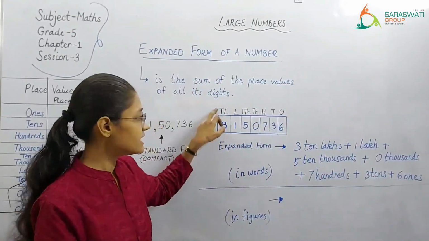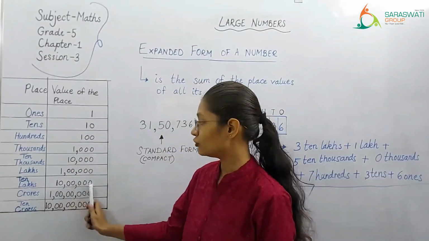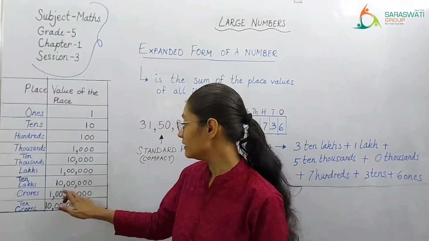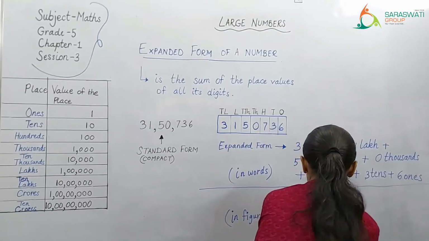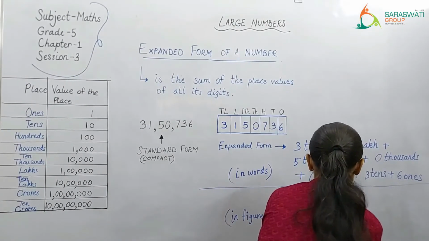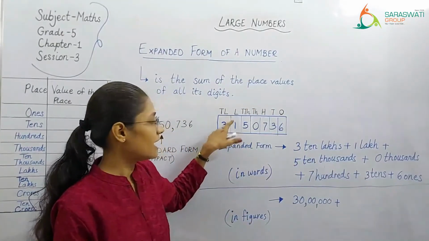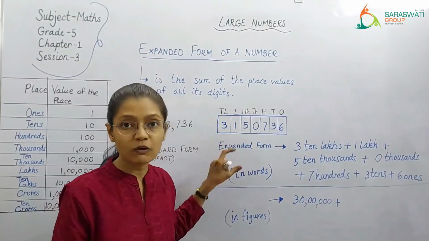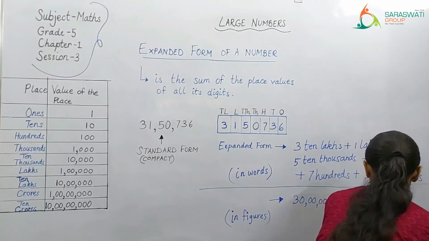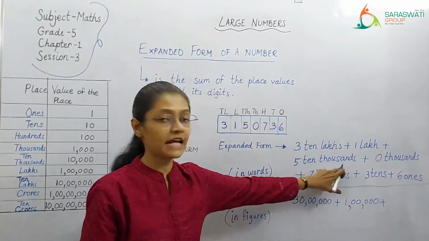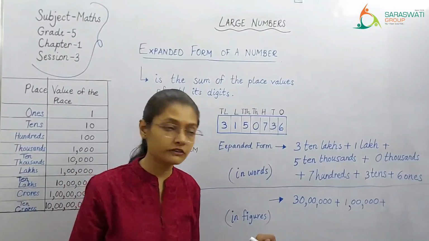So 3 10 lakhs is equal to 3 times 10 lakh. So that is 30 lakh, 3 followed by 6 zeros. So add place value of digit 1. At lakhs place we just saw previously 1 lakh, 1 followed by 5 zeros. Then add 5 10,000s. Place value of digit 5 over here is 50,000, 5 followed by 4 zeros.